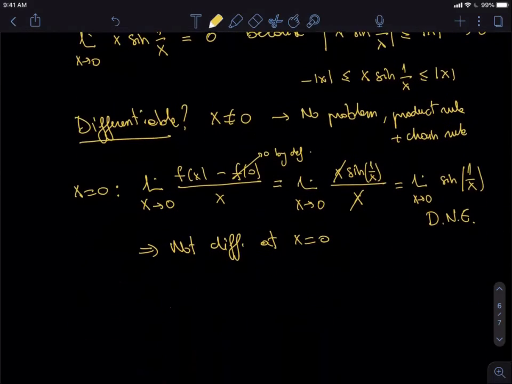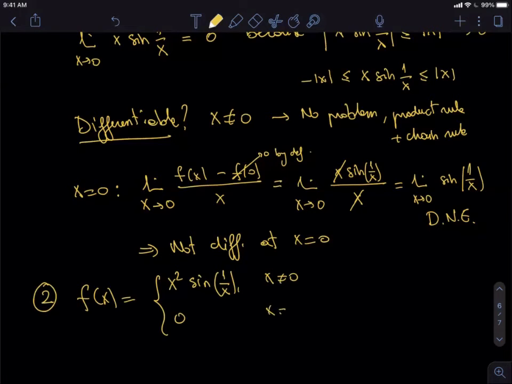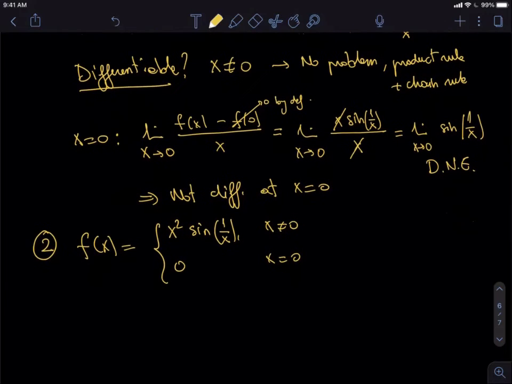But the story doesn't finish there. We could modify a little bit the function and say, okay, x squared sine of 1 over x, if x is different from 0, and 0 otherwise. So how about now?